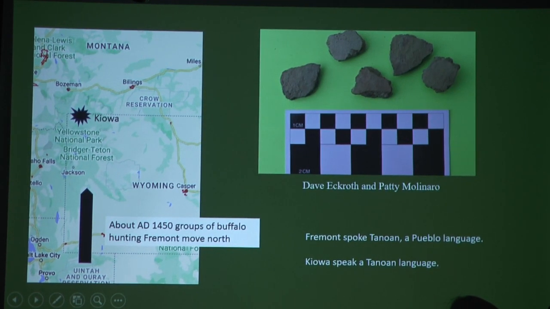And this is the real kick, because your museum director here, Patty Molinaro, and Dave Eckworth were at Valley of the Shields last February, and they found a large group of pottery sherds, and they took me out there a month or so ago, and I collected those sherds, and they are very smooth on the outside. They have all the characteristics of Fremont grayware. And I have them now, they're off being analyzed.